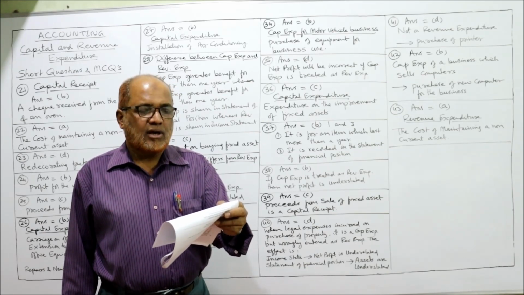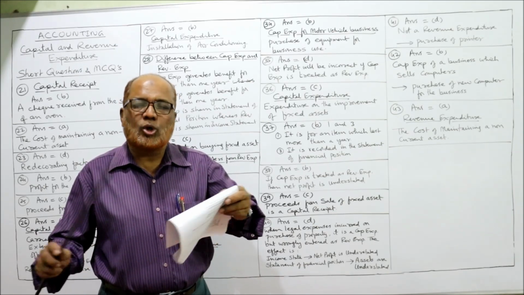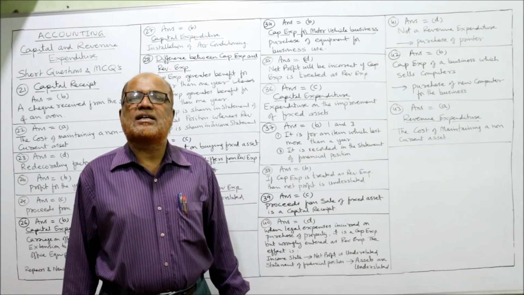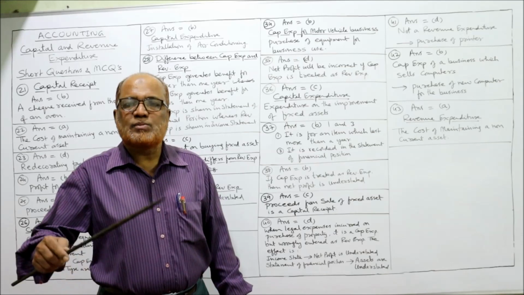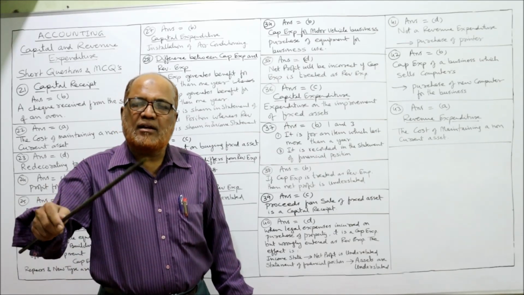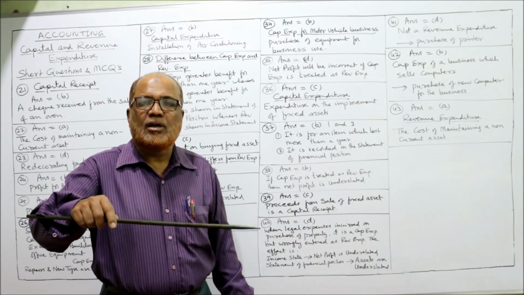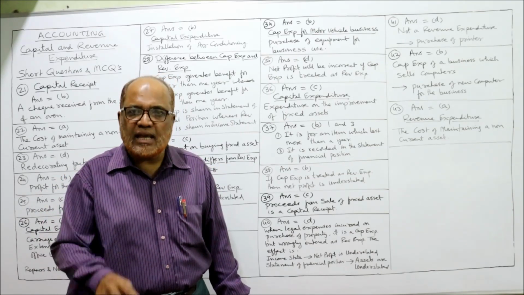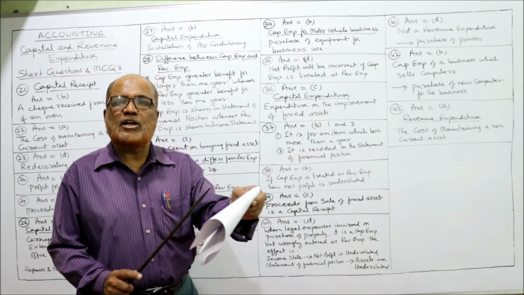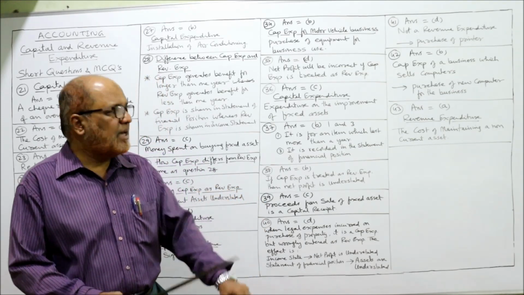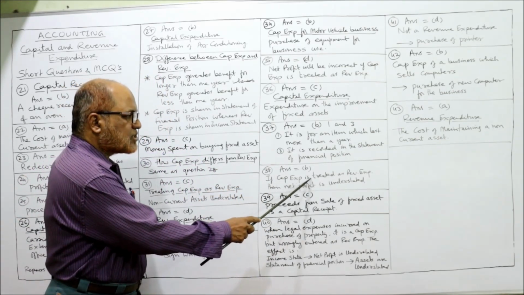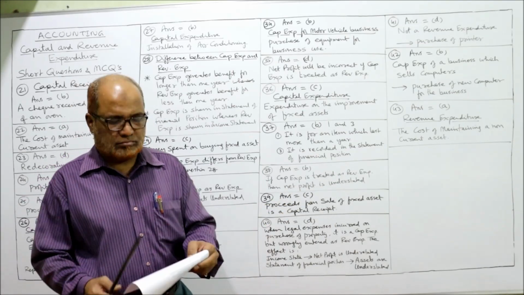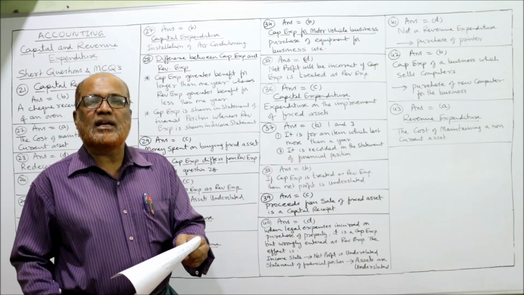Four options are given. Gross profit will be understated. No effect on gross profit. Net profit is understated. Yes. If you spend capital expenditure and treat it as revenue expenditure, your profit will come down. Income statement will show less profit for the year. The net profit will be understated. B answer is correct. If capital expenditure is treated as revenue expenditure, the net profit is understated. Come down. Then next, 39th.